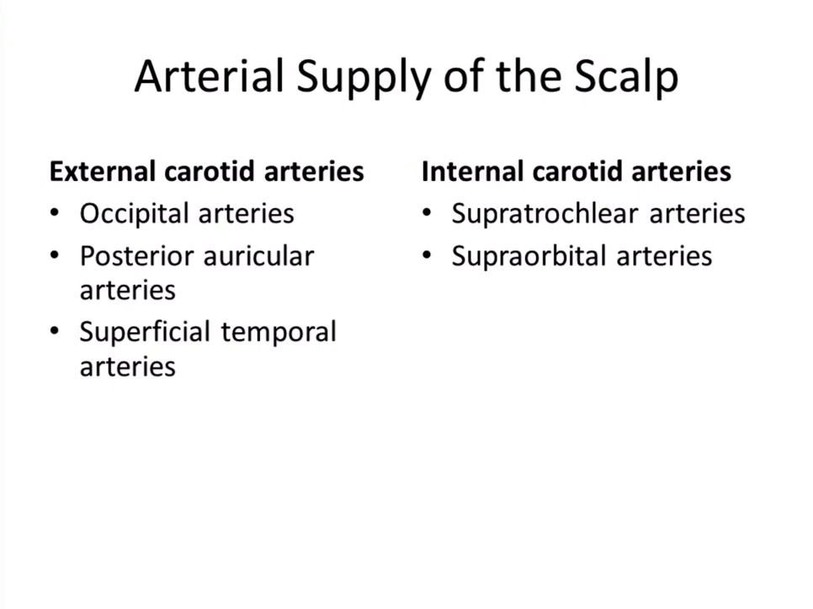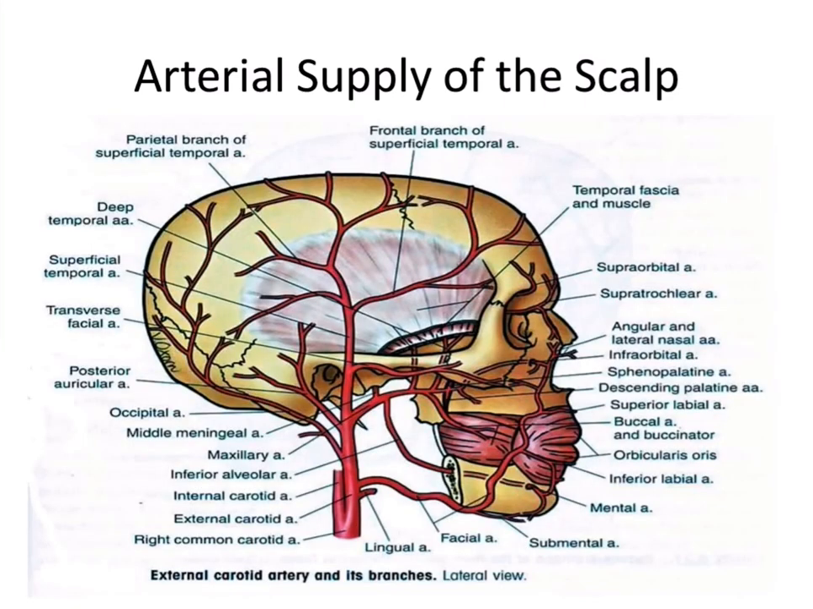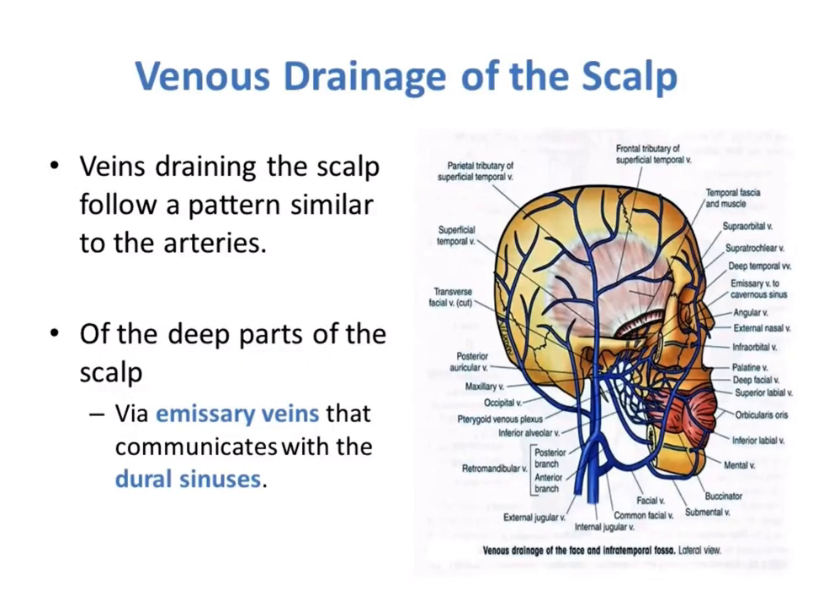This is because the main big arteries of the internal carotid artery enter inside the brain, not outside to the scalp. This picture shows the arterial supply of the scalp from both the external and internal carotid arteries. Venous drainage of the scalp: we know the sensory nerve supply, we know the arterial blood supply, so now to the venous drainage of the scalp.